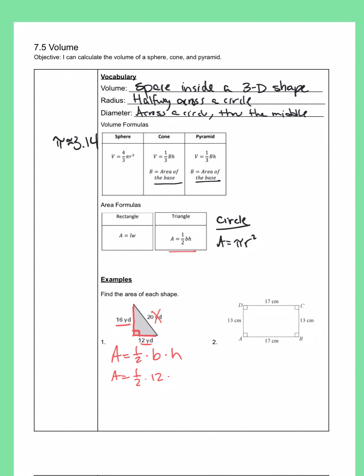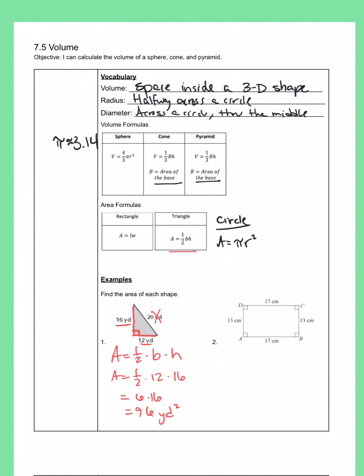So then the height would be that 16. And then we're going to multiply 1/2 times 12 is 6, and then I'm going to drop down that 16. So we're going to do 6 times 16, and that's going to give us 96 yards squared. Because we're doing base times height, we're doing yards times yards, which equals yards squared. So that's my area of that triangle.